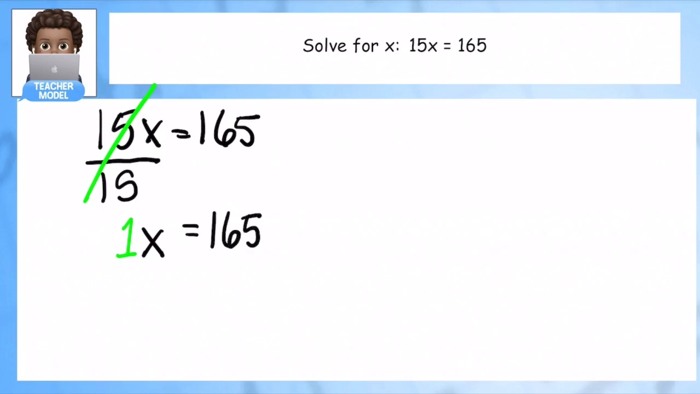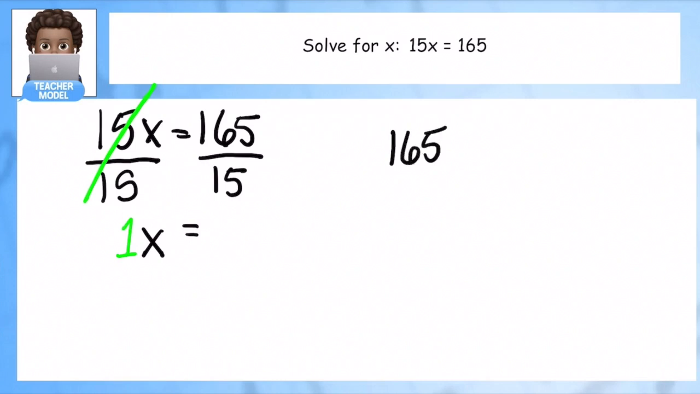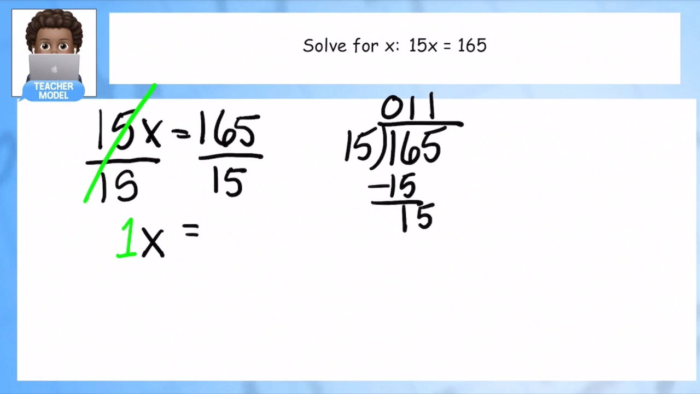But can we leave it like this? Nope. Because what did we say before? Whatever you do to one expression, you have to do to the other. So don't get caught on that part. If you divide one side by 15, you have to divide the other side by 15 as well. So I'm not going to use my calculator for this one. This is simple enough. 15 can't go into 1. 16 divided by 15 is 1. And 15 divided by 15 is 1. So x is equal to 11.